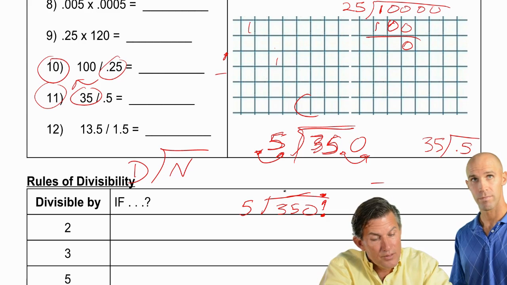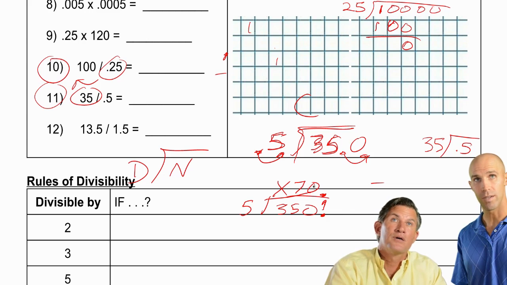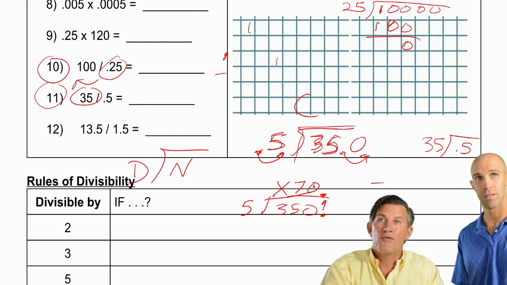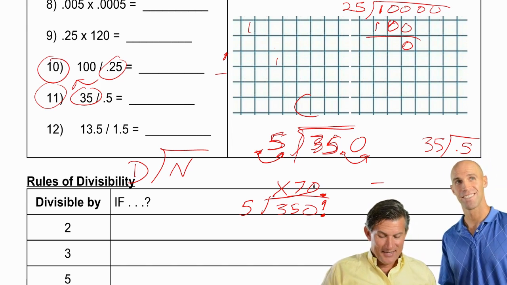5 goes into 3, none at all. 35, 7. Exactly. So that's 70. Exactly right. All right. Do 12 on your own. D barn and good luck. The outside and inside the barn.